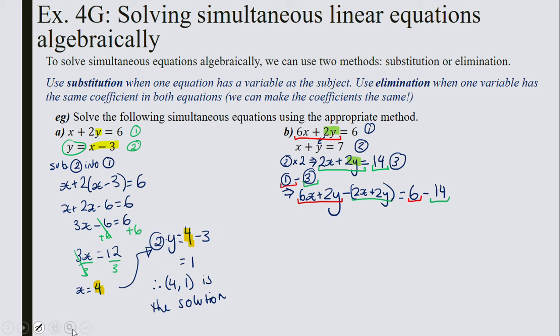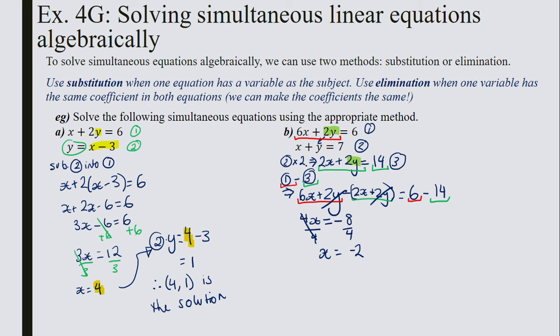Now we can expand as normal to calculate x. So really the elimination is only useful to calculate one of the variables, and then from there we'll just substitute. So 6x take 2x, we get 4x. 2y take 2y, this is where the elimination comes in. They both cancel out. 2y take 2y is 0. 6 take 14 gives us negative 8. Then we'll divide both sides by 4 to get x on its own, so x equals negative 2.